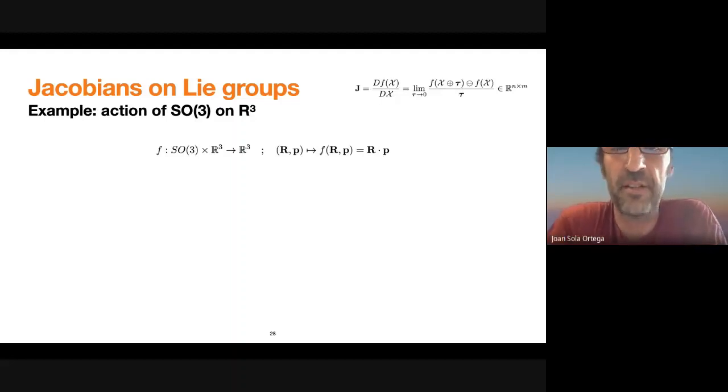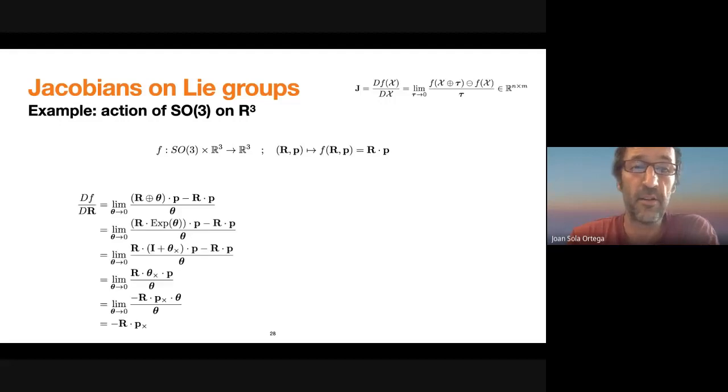Imagine you have a function that takes an element of SO3, that is a rotation matrix, and a vector in R3, and produces a vector in R3. And this function is just a rotation. Okay? So f of R, p is R times p. That's p rotated an amount indicated by R. All right? So what is the Jacobian of f with respect to R?